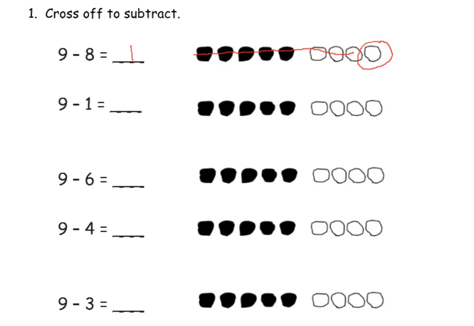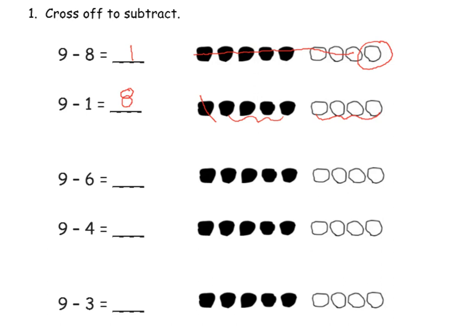The next question says 9 minus 1. Again, I start with the 9 beads, I cross off 1, and I should see by looking at the picture, I have a doubles fact left. I have 4 red beads and 4 white beads. That tells me that 9 minus 1 equals 8.